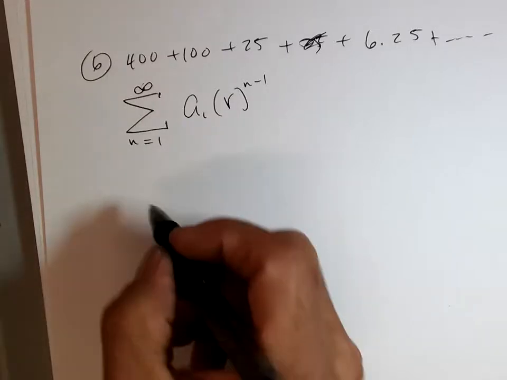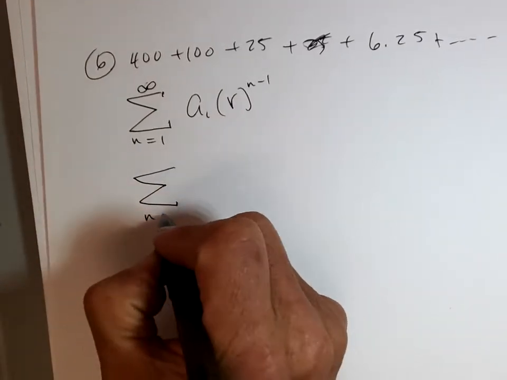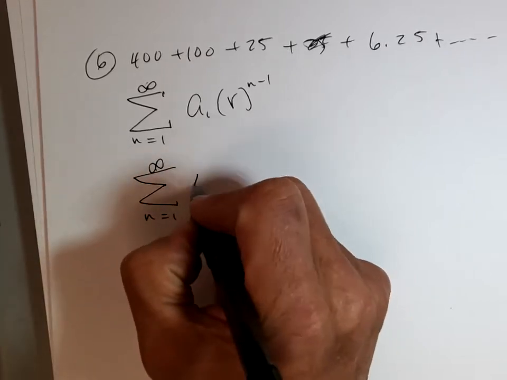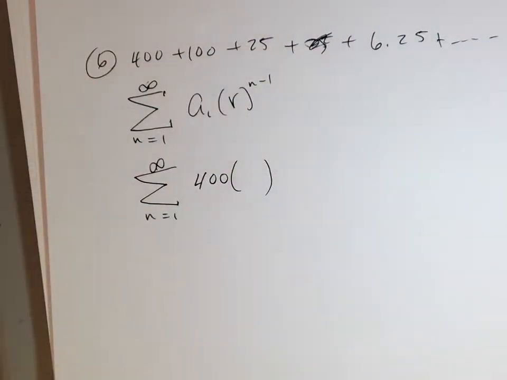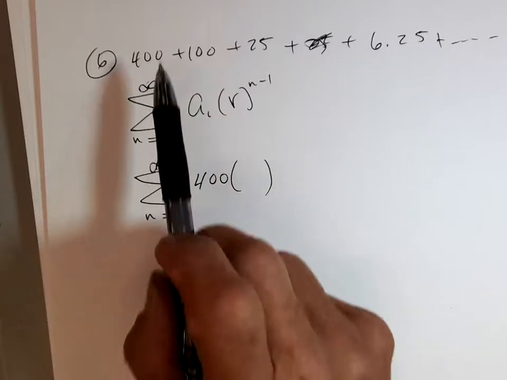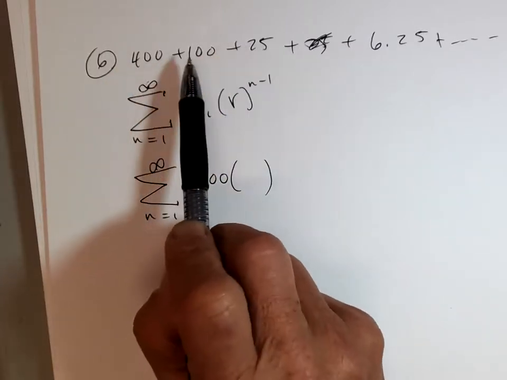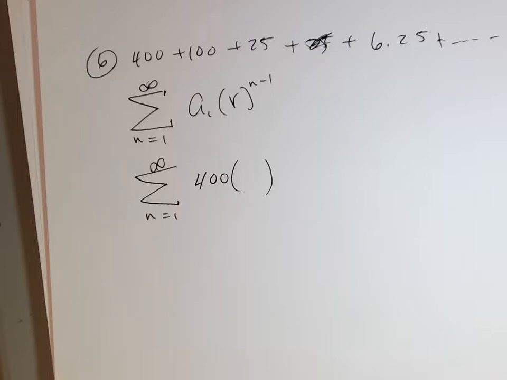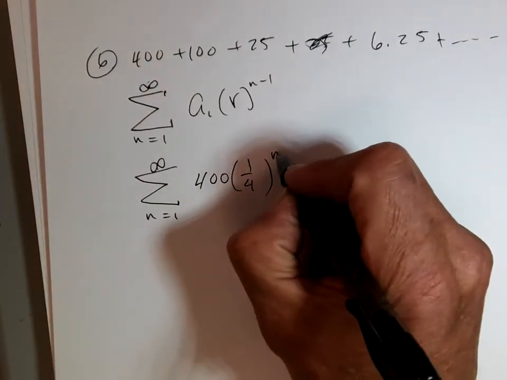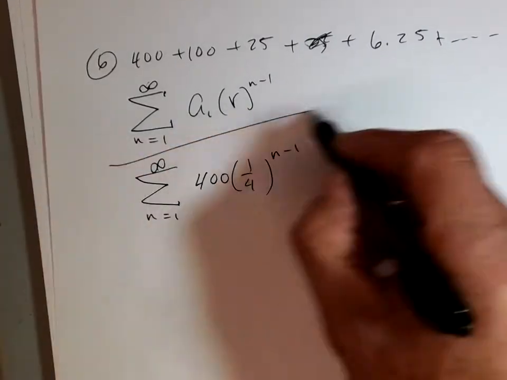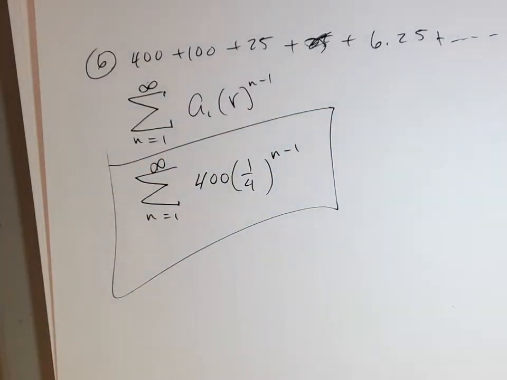Okay, now let's go n equals 1 to infinity of 400. What's my multiplier? What am I doing? How am I making these? Dividing by 4 or multiplying by 1/4. Isn't that the same thing? There's my formula. Okay. Is that it? No, Cody, you're going to an a.